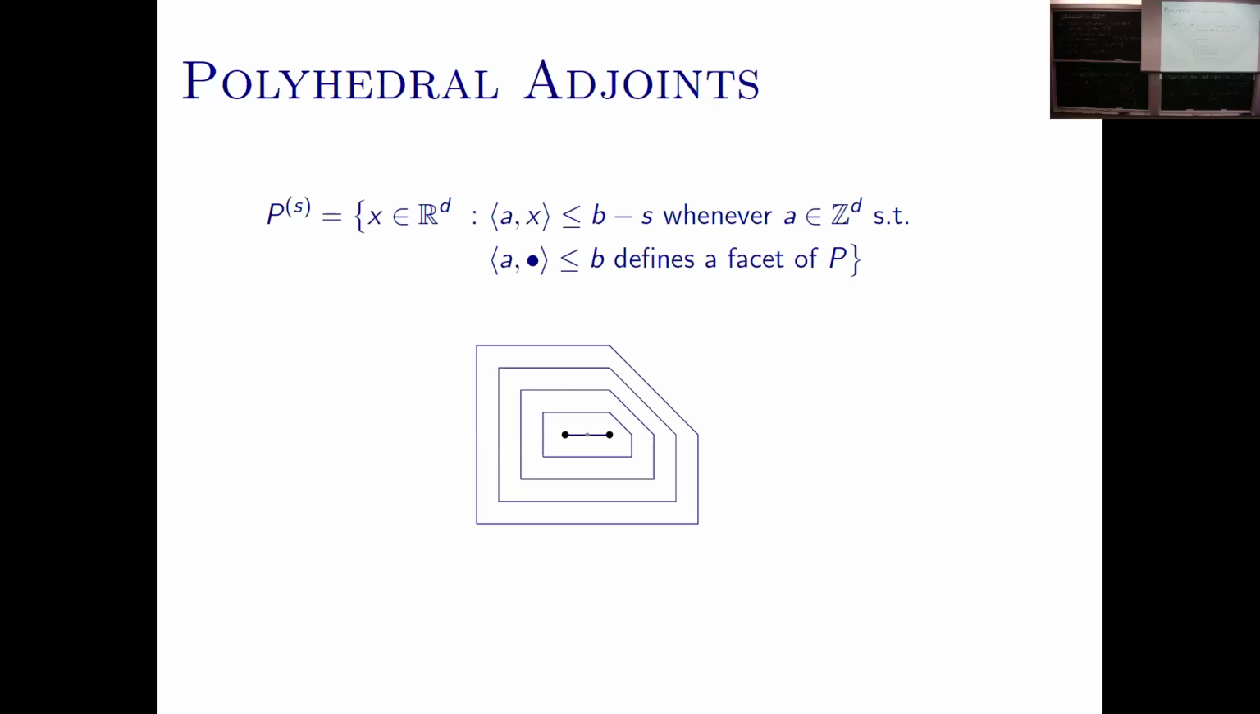So here's my more formal definition. I have a polytope P sitting in R^d, and then I look at all the facet defining inequalities, and I move them in by the same amount s. That's the process you've seen.